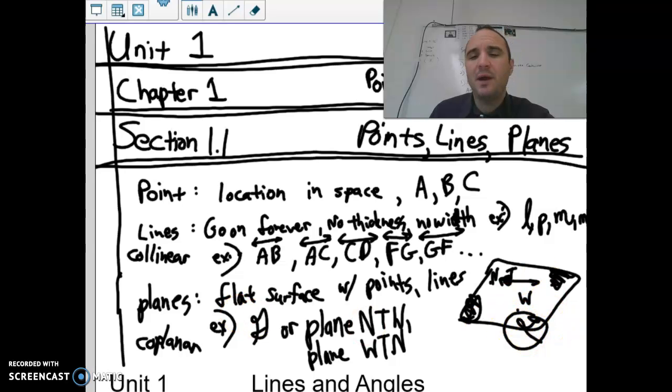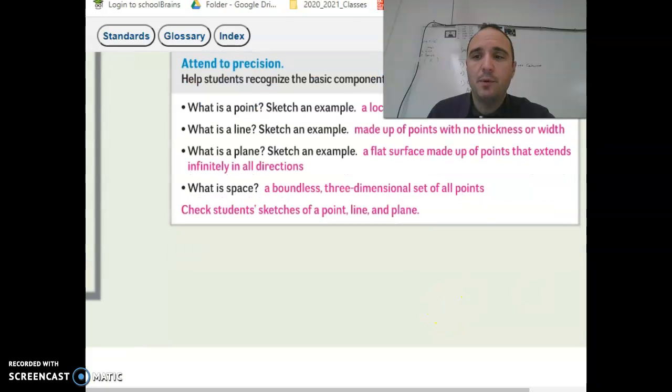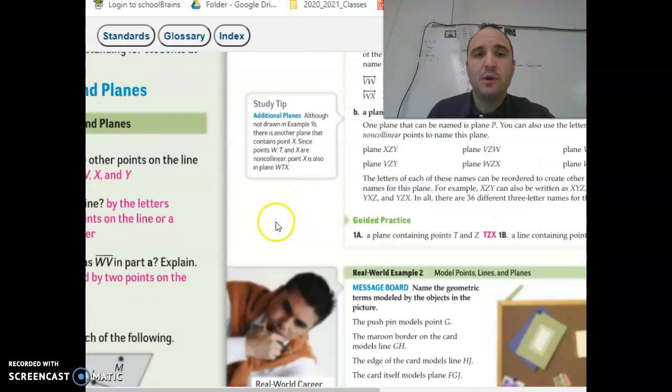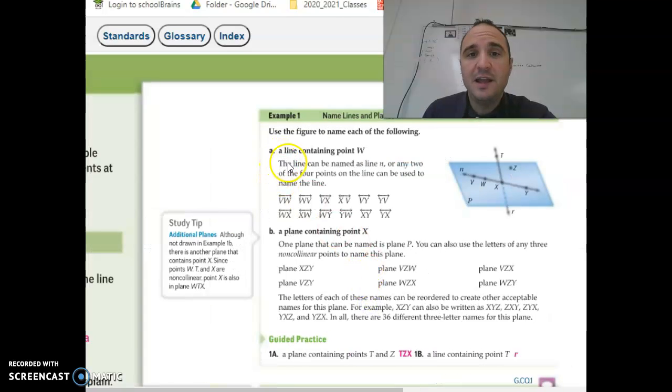My pictures aren't really as good, so I'm going to go right back to the book. The book refers to a bunch of really good examples. First and foremost, I want to explain what happens in an example. They're going to say, name a line containing point W. The line can be named as line LN. So here's the line. It's on this plane. The whole line is on the plane.